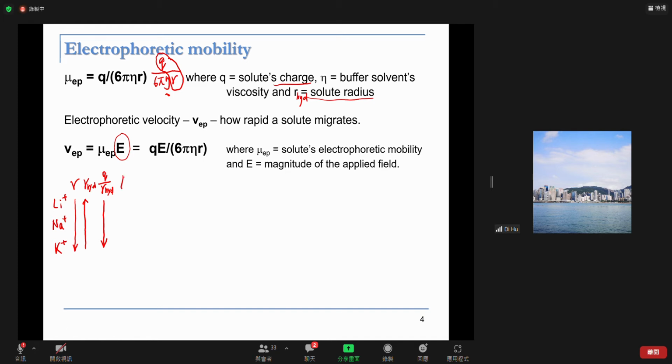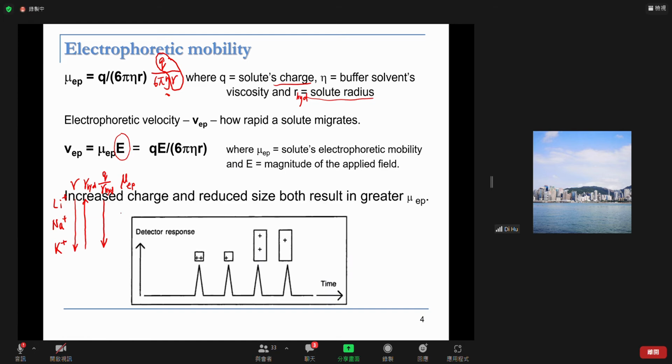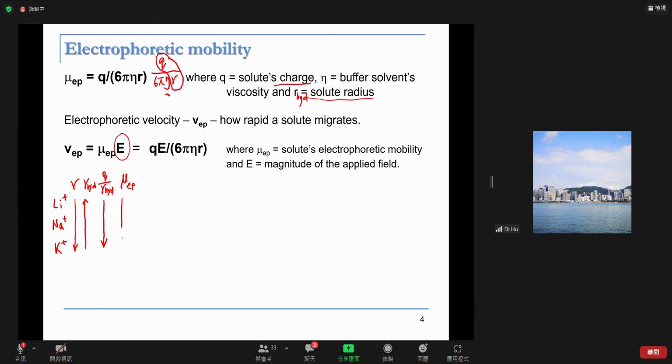How about mu EP? Can anyone tell me which one is the largest electrophoretic mobility? Lithium, sodium, potassium, which one? Potassium, very good. So potassium has the largest mu EP. Now, still remember, for cations, which end are they attracted to? To the cathode, right? So the cations are attracted to the cathode.